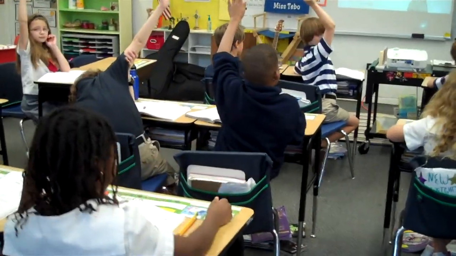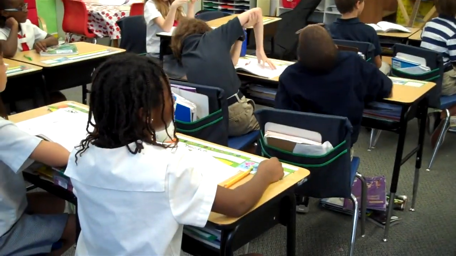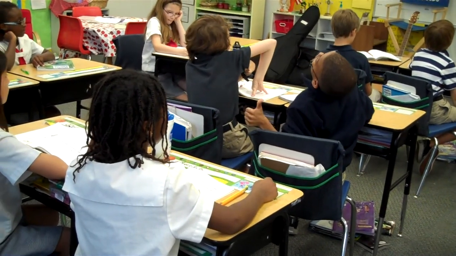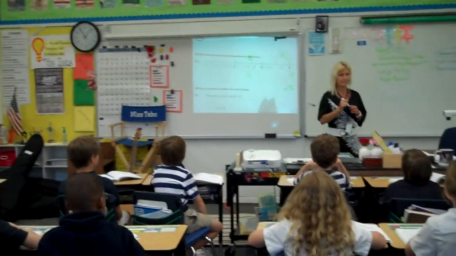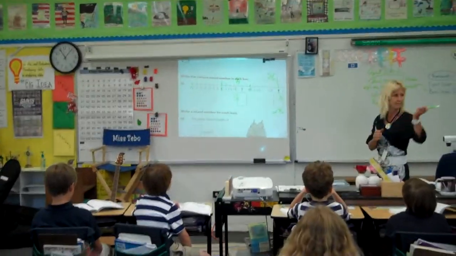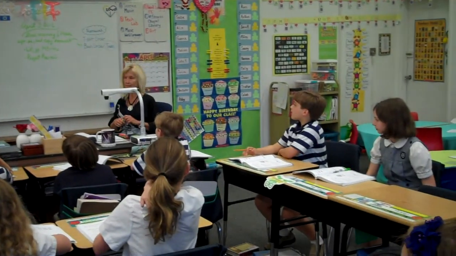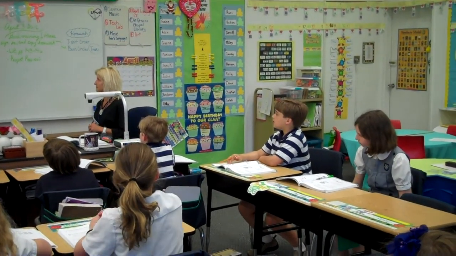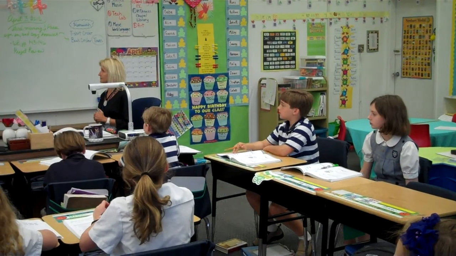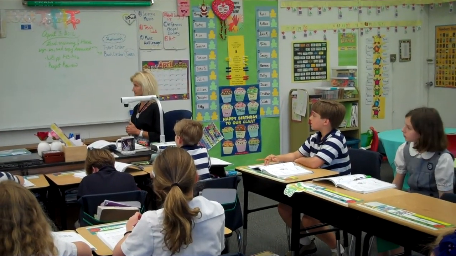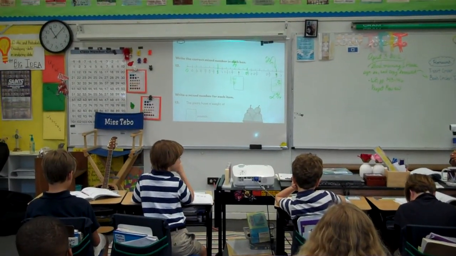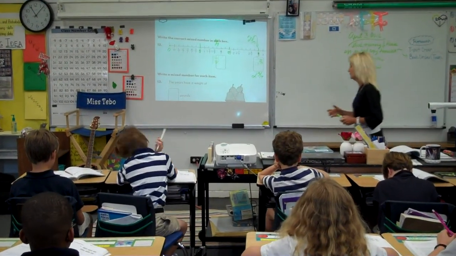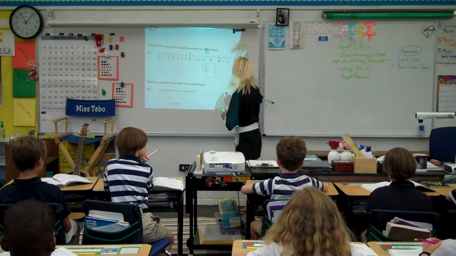Okay, Hammy. 20/7. Like this? Yes. Do you agree? Yes. How'd you get it? Who can explain? You make the whole 2 into sevenths, so that's 14 sevenths plus 6 sevenths equals 20 sevenths. Good. Okay, let's move on to the caterpillar.